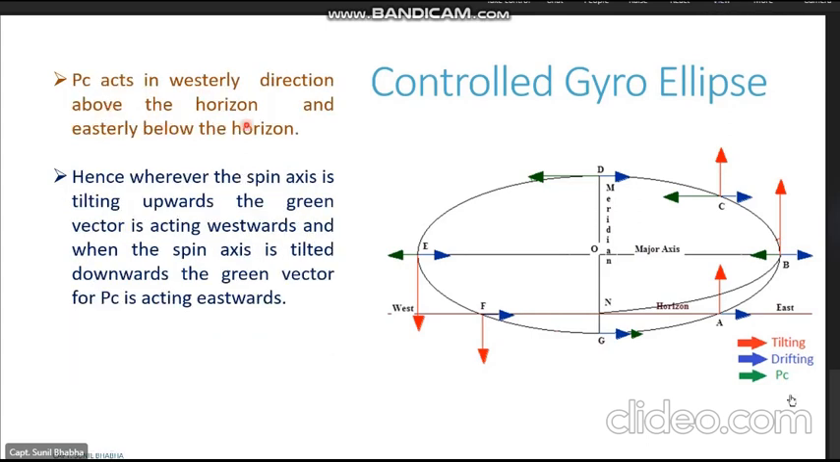Westerly direction above the horizon and easterly below the horizon. Hence, wherever the spin axis is tilting upwards, the green vector is acting westwards, and when the spin axis is tilted downwards, the green vector for control precession is acting eastwards.